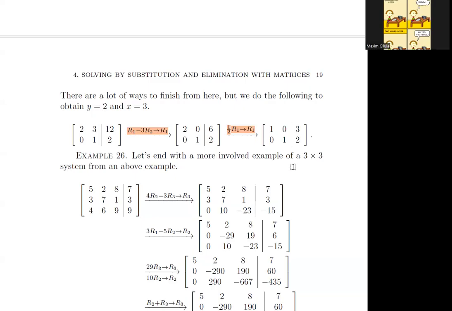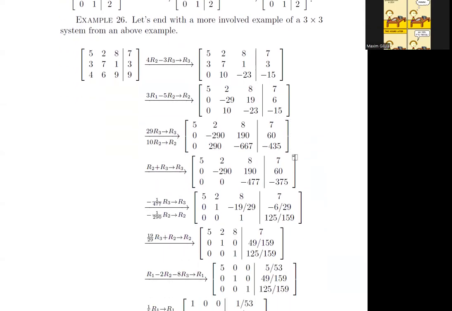Here's a much more involved example. It's a 3 by 3, and I didn't choose these numbers to work out nicely. These are just some random numbers plugged in, right? It's just numbers 1 through 9 and 7 through 9. So the goal is to make an upper triangular matrix. So we want to get rid of the 3 and the 4. We want to have leading zeros.